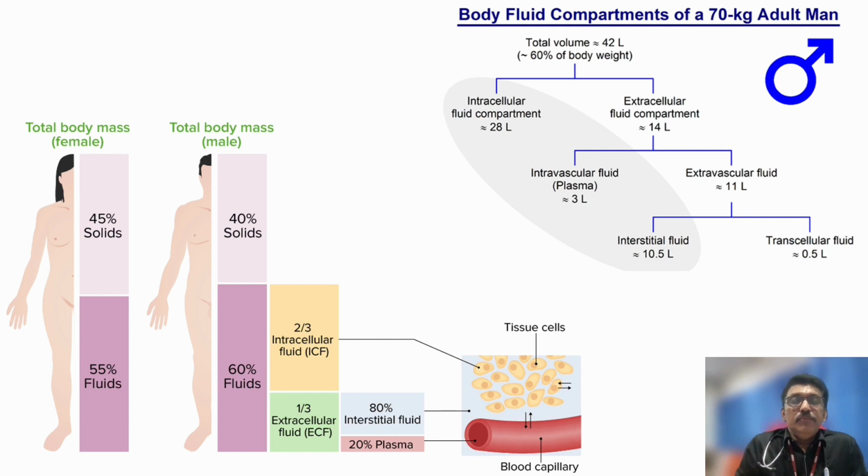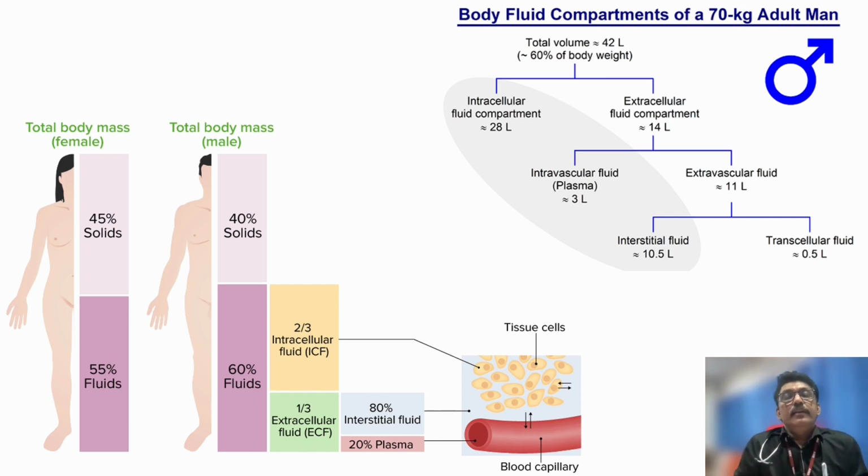And in the emergency room, we mainly target this 20%, because in any patient admitted with hypovolemia, hypotension, or shock, we have to correct the intravascular volume first. If we don't correct the intravascular volume, the circulation will be reduced and that will lead to anaerobic metabolism, lactic acidosis, and so on.